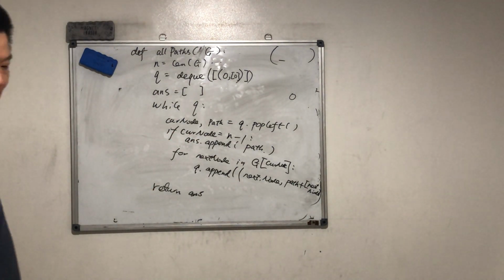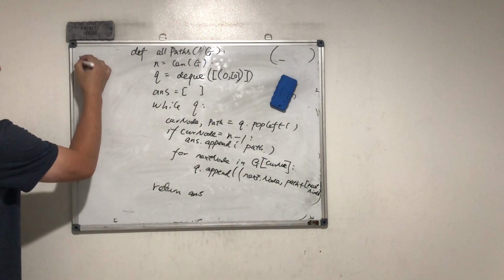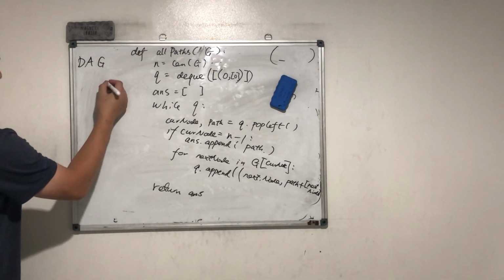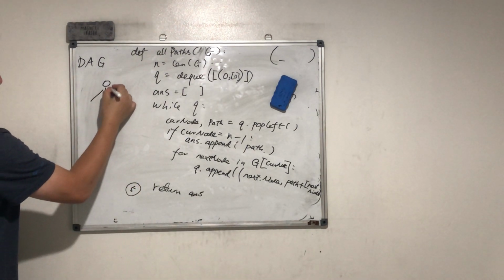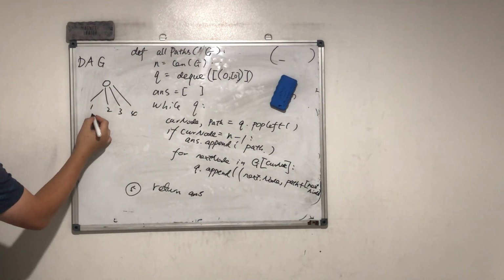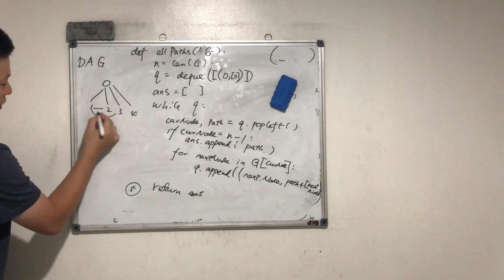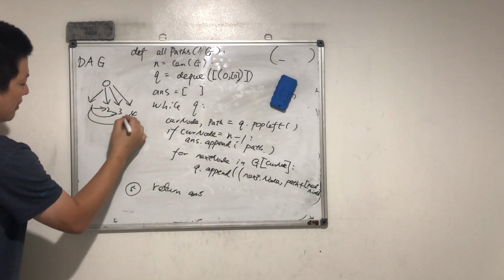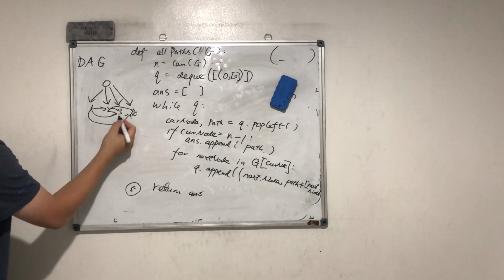What's the time complexity? This is a bit tricky because in the worst case it's a directed acyclic graph. What does it mean? Let's say there are 5 nodes. 0 can go to 1, 2, 3, 4. 1 can go to 2, 3, 4. 2 can go to 3, 4. 3 can go to 4.